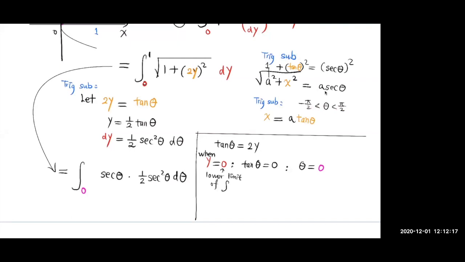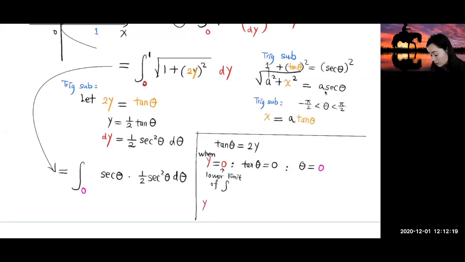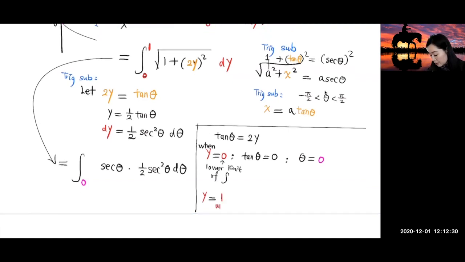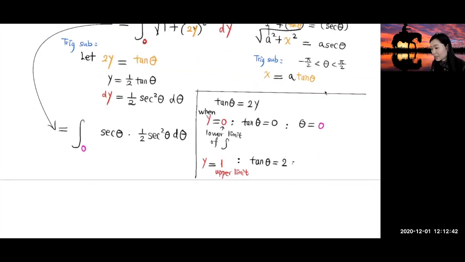Now, when y equals the upper limit, which is this 1 over here, then tangent theta will be equal to 2. And then theta here is not a special angle.